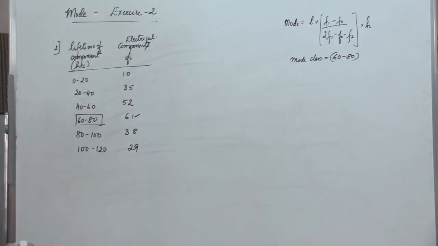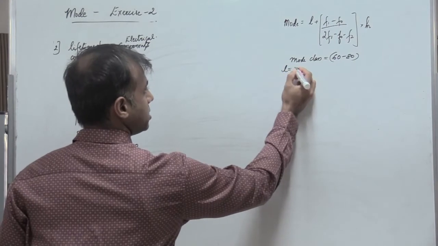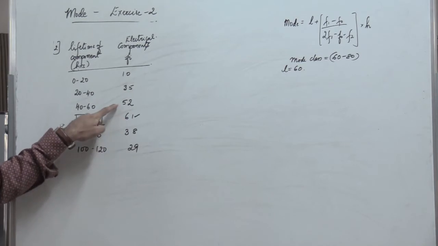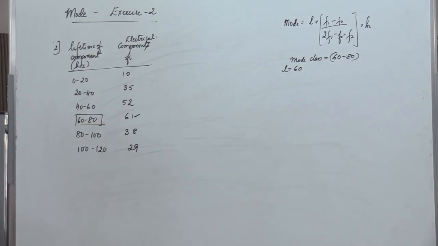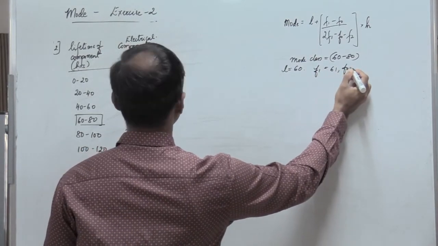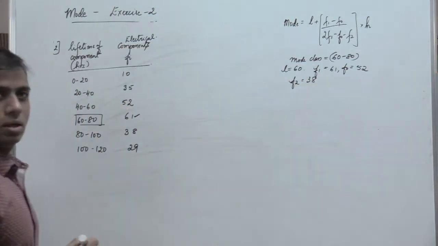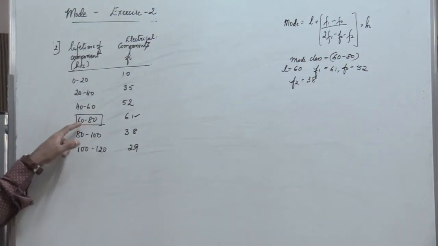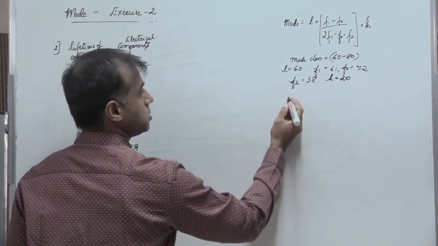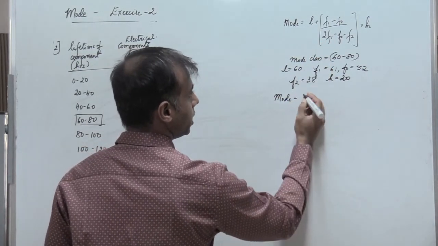and to calculate the mode I need to find L. L happens to be the lower limit, which is 60. So L is 60, and F1 is the frequency of the mode class, 61. F0 is 52 and F2 is 38. And what about the class size? The class size is 80 minus 60, which is 20. So H equals 20.